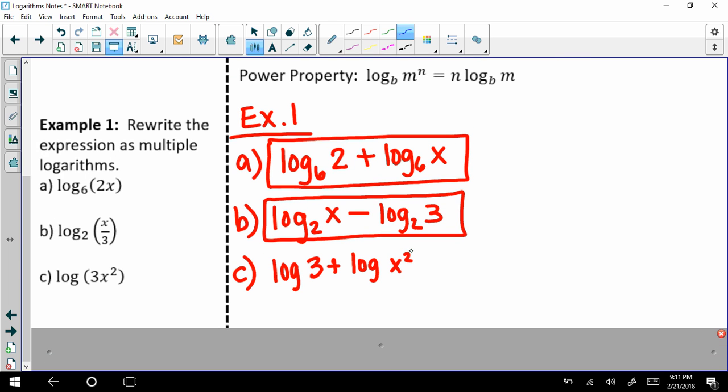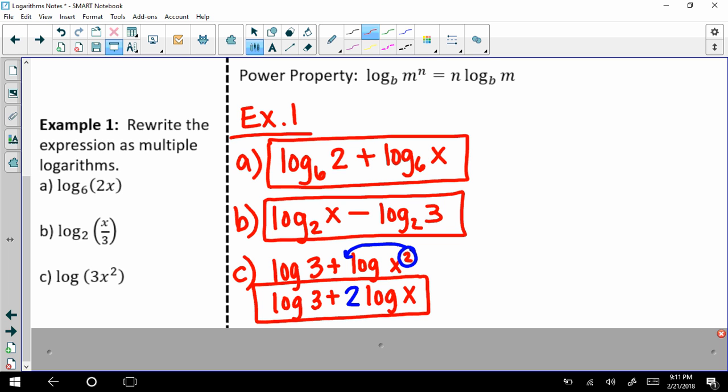So what that means is we need to take this and it gets multiplied in front. So then what we have is what we had, log of 3 plus, and then that exponent 2 gets multiplied in front, 2 log x. So this is your final answer.